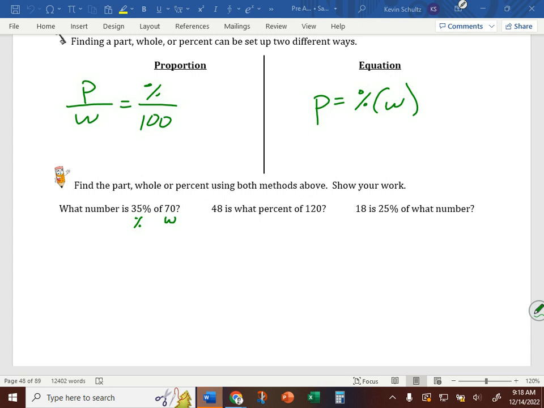In The Lion King, we're told to feel the love. In math, we feel the of.